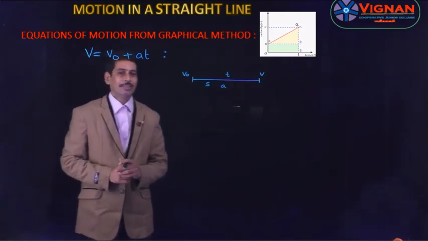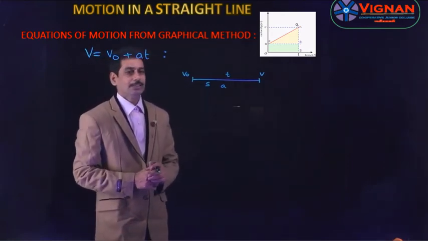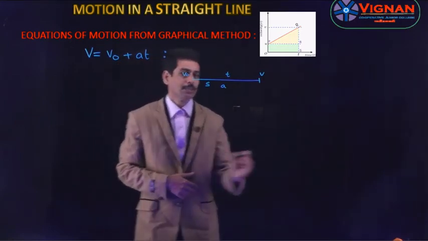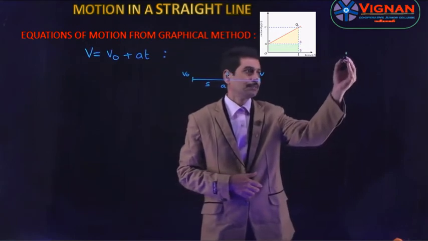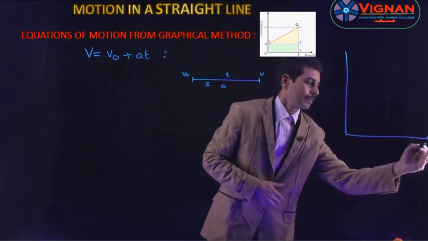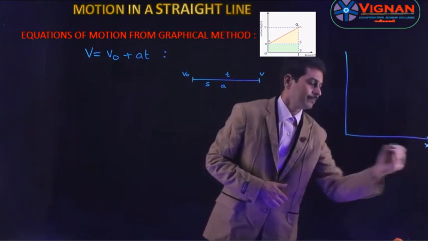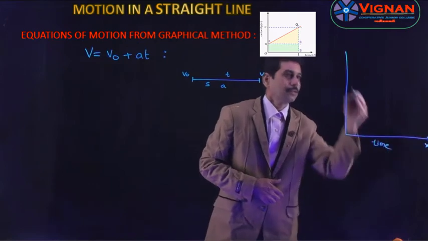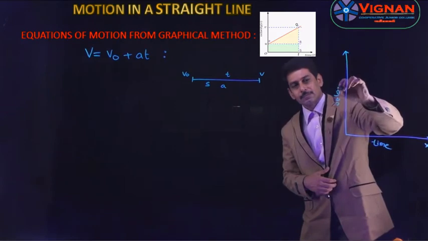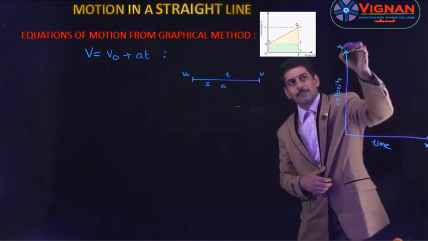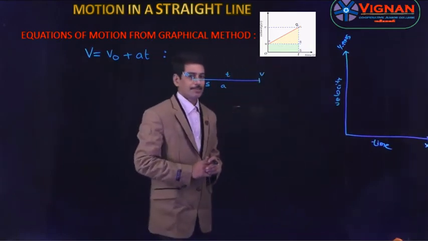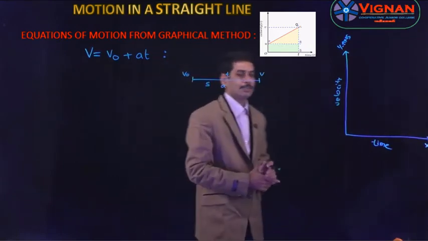Now here we are drawing a graph between velocity and time. We already know the velocity time graph. The velocity time graph is a graph drawn by taking time on the x-axis and velocity on the y-axis. So this graph is called the velocity time graph.